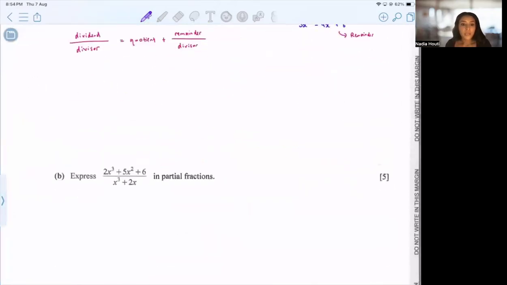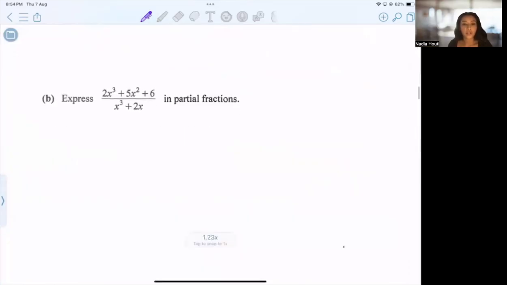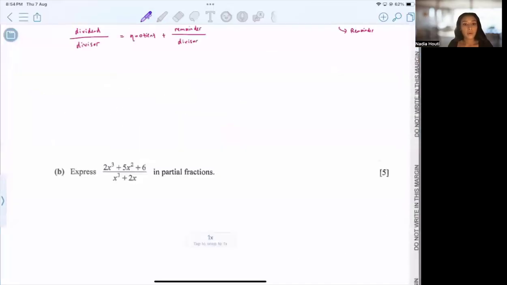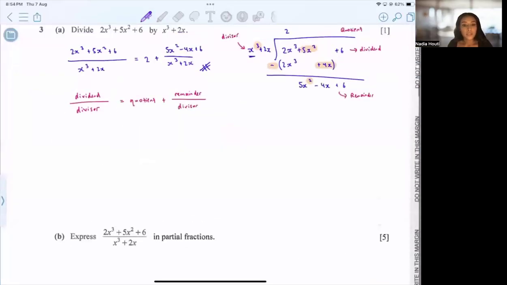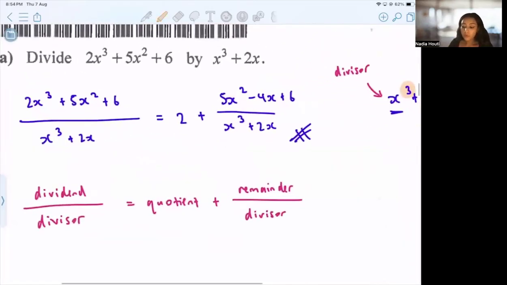Part B is now asking you to express this expression in partial fractions. Usually the part B will be related to the part A. So let's just compare what we have. You'll see that this is essentially just the left-hand side of what we just had. So when they ask us to express that fraction in partial fractions, they want us to convert this right-hand side to partial fractions as well. This right-hand side is basically just one step closer to getting the partial fractions.